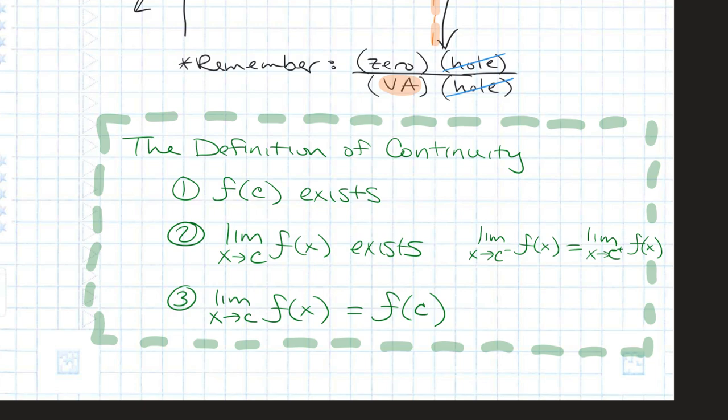So if we both arrive at the same Taco Bell and Taco Bell is open, we get tacos. Continuity is not about arriving at the same GPS location. That was limits. Continuity is about eating tacos. Did we get to the same Taco Bell? Is Taco Bell open? We eat tacos. Does that make sense?